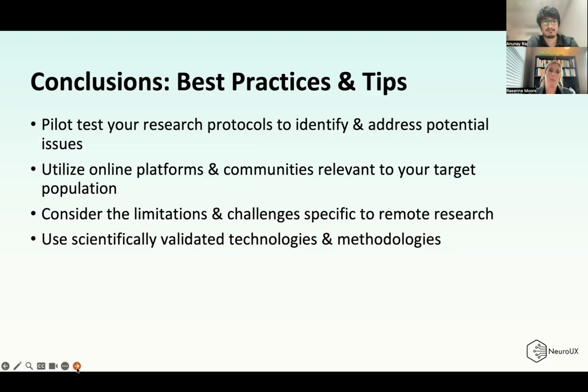And then it's important to also consider limitations and challenges specific to remote research and use scientifically validated technologies and methodologies. There are lots of different mobile cognitive test platforms you can download online and through the App Store, but very few of them actually have science to back them up and have been validated in clinical samples. So it's important to keep an eye out and make sure you're using something that is clinically validated.